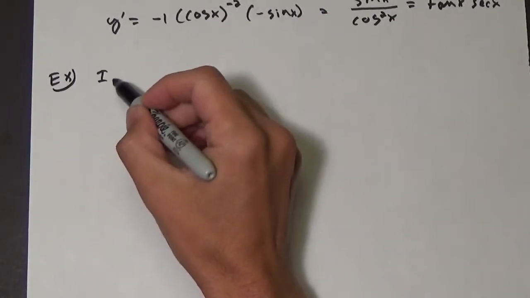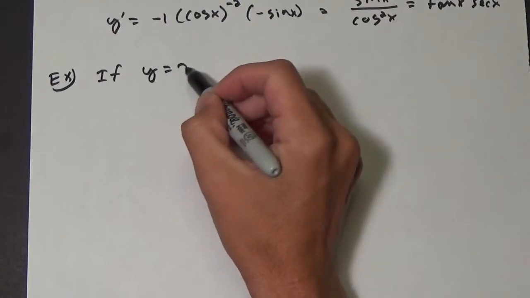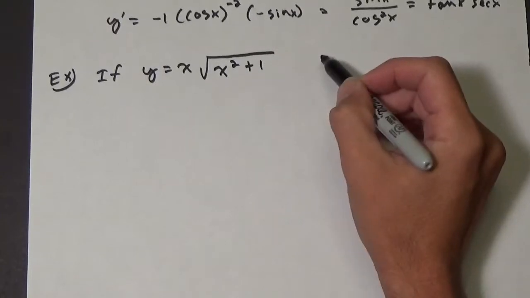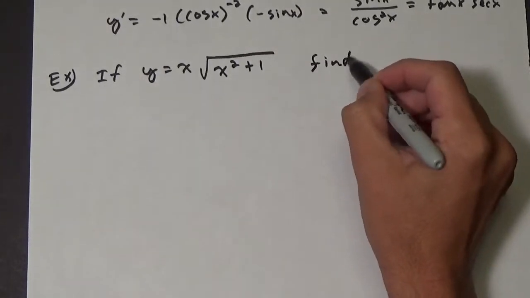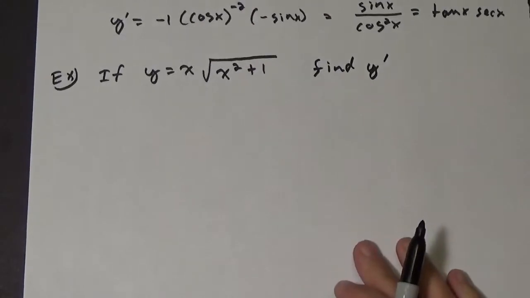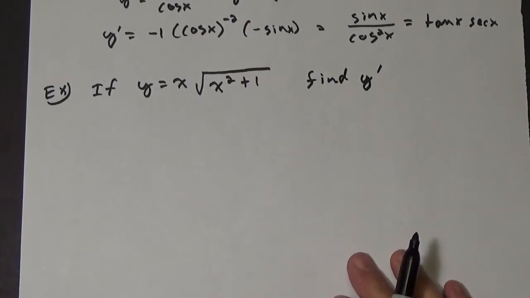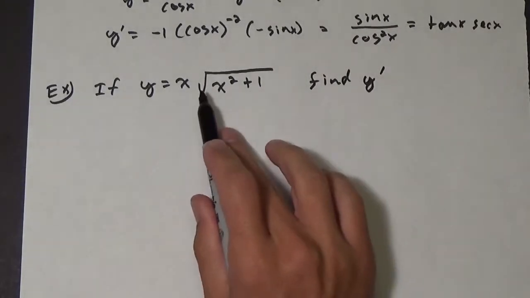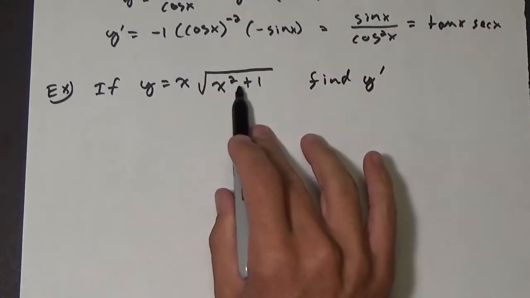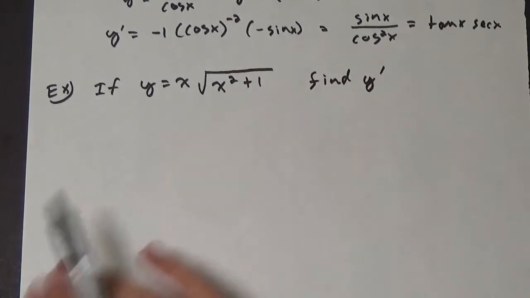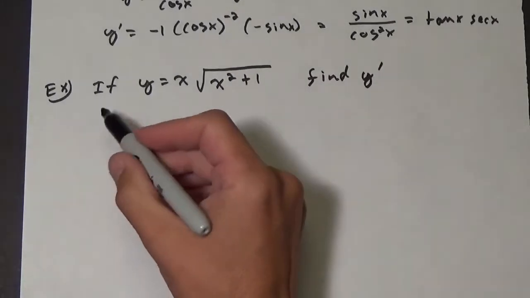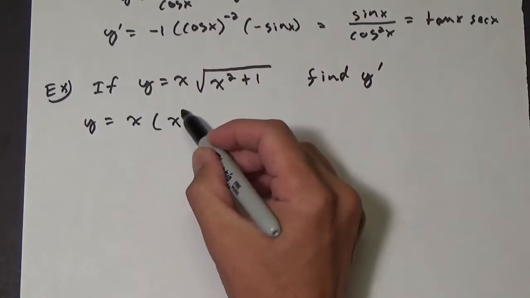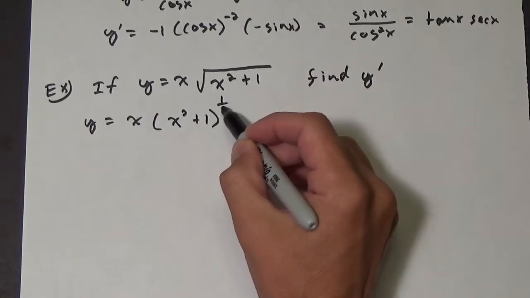Let's say y equals x times the square root of x squared plus 1, and we want to find y prime. Okay, so this one, we have a product rule, and then we have a chain inside the product rule. So we have a couple things going on. So first I'm going to rewrite it: y equals x times (x squared plus 1) to the 1/2.